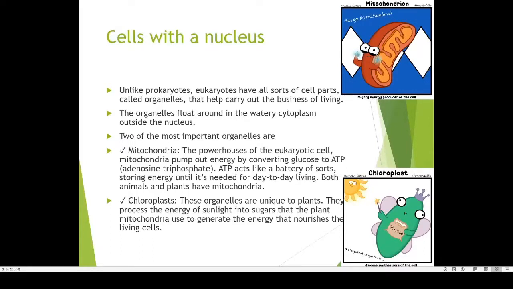There are two of the most important organelles, and one of them is your mitochondria, which is the powerhouse of your eukaryotic cell. Mitochondria pump out energy by converting glucose to ATP, or your sugar to ATP, your adenosine triphosphate, which acts like a battery of sorts, storing energy until it's needed for day-to-day living. Both animals and plants have mitochondria. So that's why it's a good example for sugar rush.